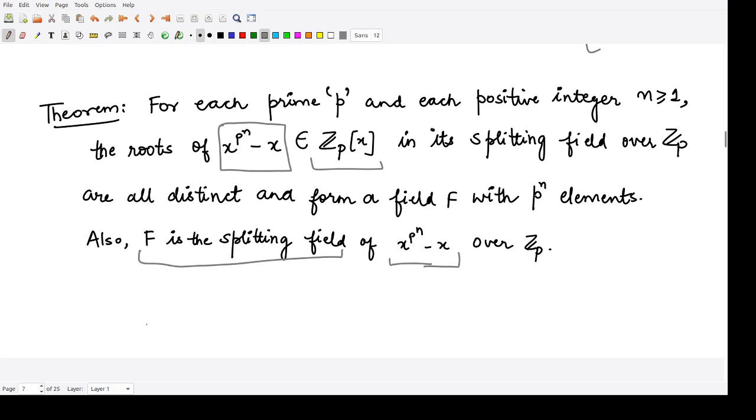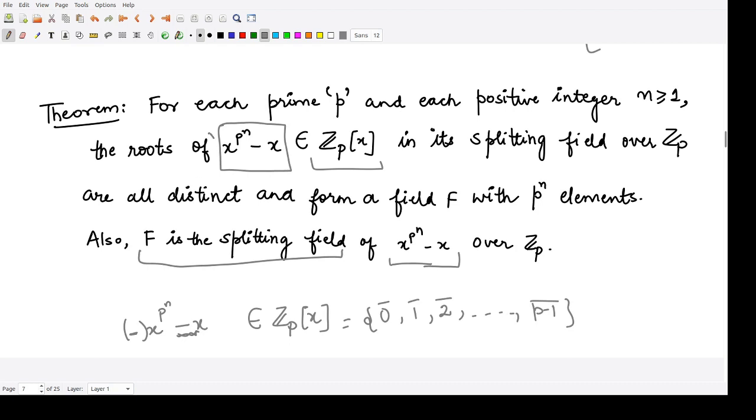It says that if you have the polynomial x to the power p^n minus x, and this is a polynomial in Zp[x], that means all the coefficients are elements of this field. And what are the elements of this field? 0 class, 1 class, 2 class up to p minus 1 class. So they are saying that for each prime p, whatever the roots of this polynomial are, they would be present in the splitting field of Zp.